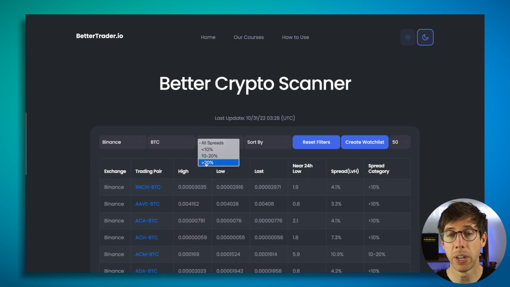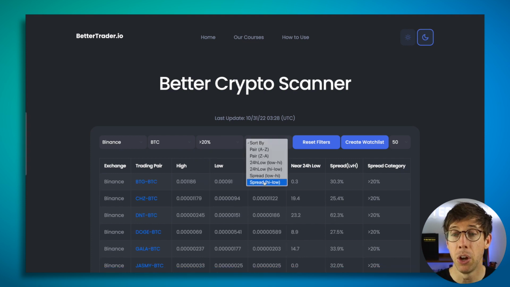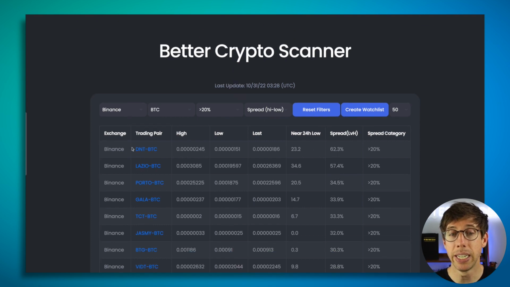I want to look for spreads that are greater than 20%, which means it's going to show me all of the trading pairs that have had really big moves over the last 24 hours. And now I want to choose the spread to be high versus low. So now I can see here that I got lots of these that have pumped recently. DNT, Lazio, Porto, Gala, all of these have had big, big, big pumps.